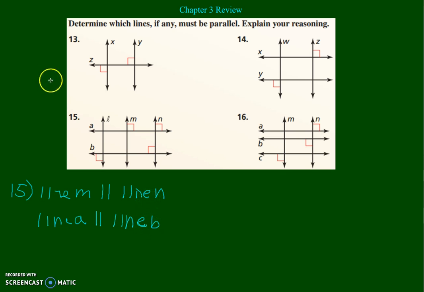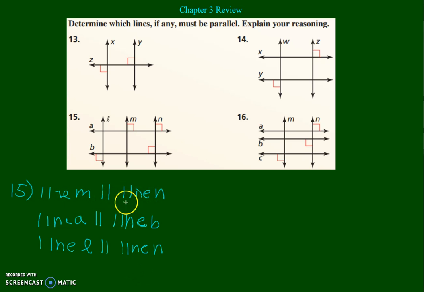Now if we take a look at line L is perpendicular to line B, and line N is perpendicular to line B. So again, two lines perpendicular to the same transversal, line L must be parallel to line N. So we can say line L is parallel to line N.